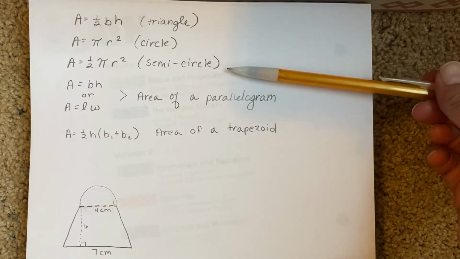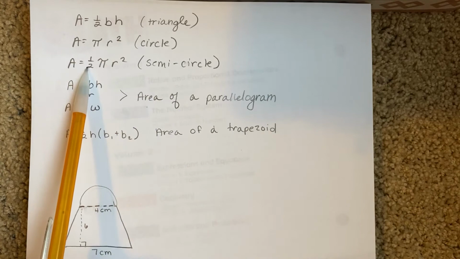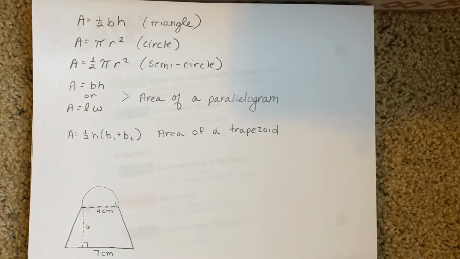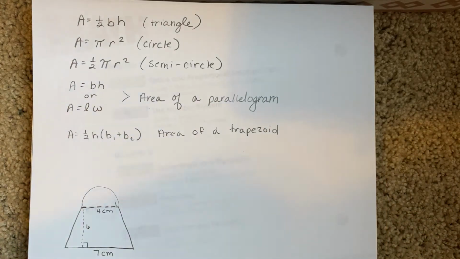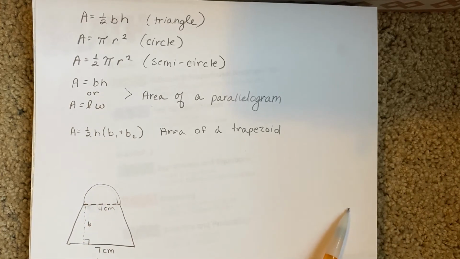We didn't do semicircle, but all it is just a half a circle, so it's half the formula. A equals base times height, or A equals length times width. It just depends on how you say it. That's the area of a parallelogram, which is just a four-sided figure with parallel sides, or two sets of parallel sides. And then area of a trapezoid. I'm not sure how familiar you are, so my one example will have that.